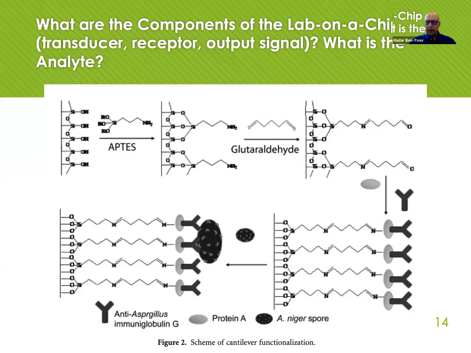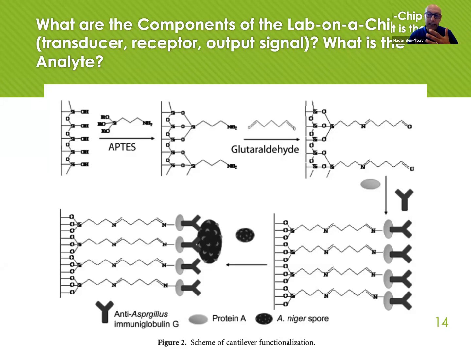Now, when we introduce the spore, it will bind to the antibody. And the antibody is very specific to the spores, meaning that if we don't have spores or we have another type of fungus, they will not bind to the antibody. Only this kind of Aspergillus niger spore will bind to these antibodies.